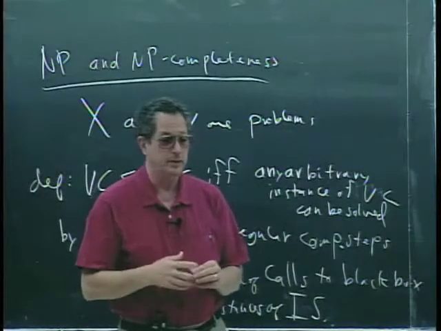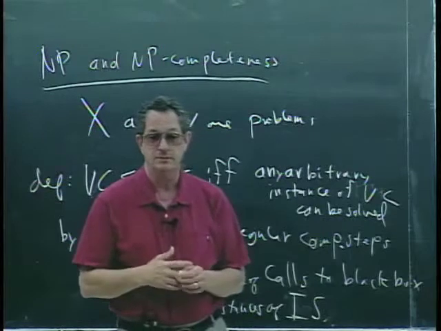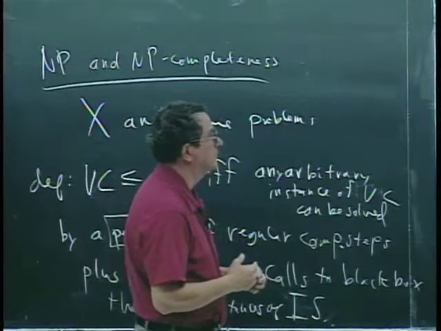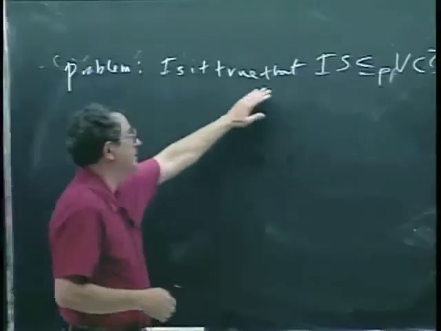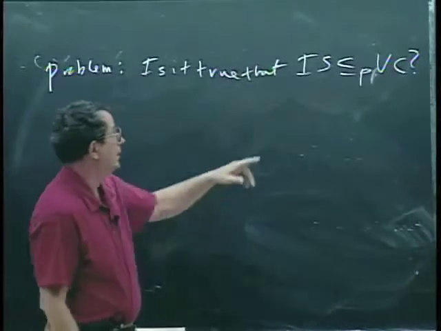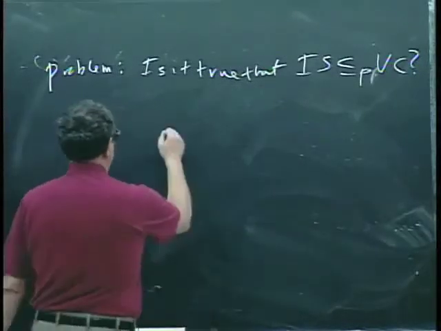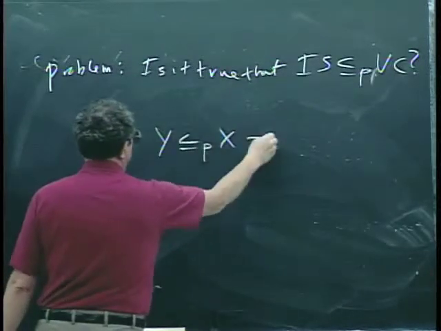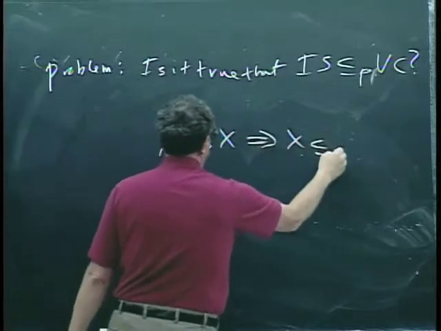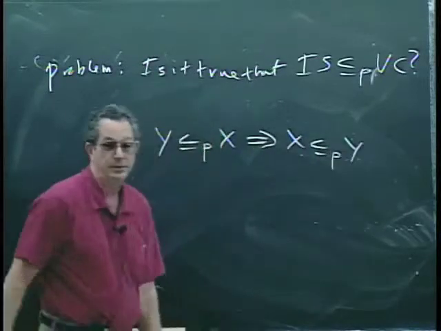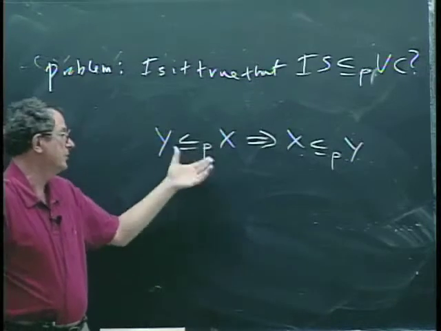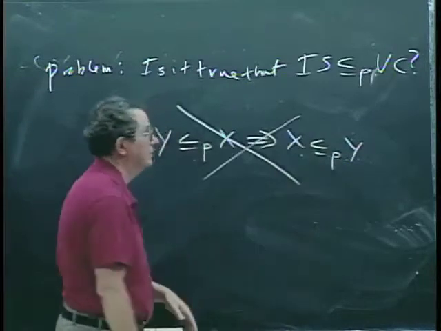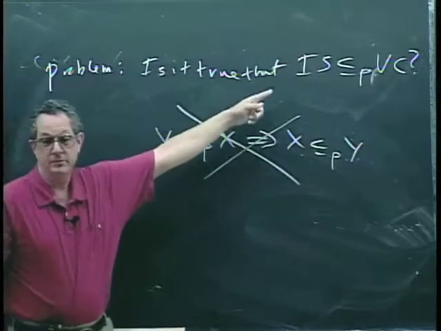I see some people nodding yes. Anybody nodding no? And there are two possible reasons why this might be true, or maybe many more. It might be true that y reducing in polynomial time to x implies x reducing in polynomial time to y. You might just think, well, this is generally true. You can just reverse these. That's not true. So that's not the explanation for this one.